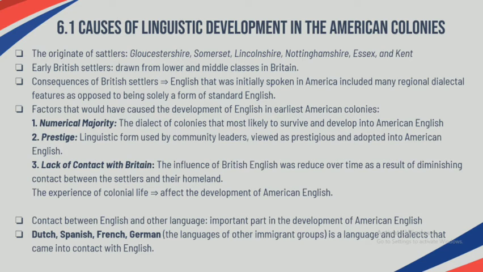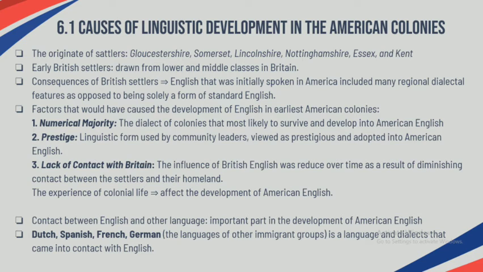The first one is numerical majority. This is the dialect of colonies that is most likely to survive and develop into American English. Number two is prestige. This is the linguistic form used by community leaders, viewed as prestigious and adopted into American English. And number three is the lack of contact with Britain.